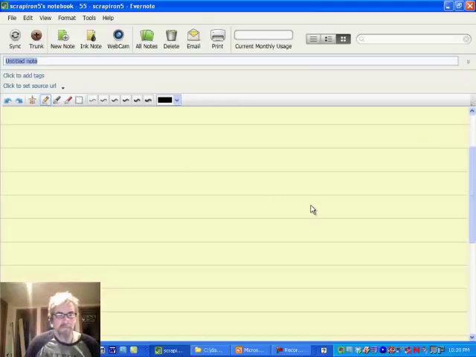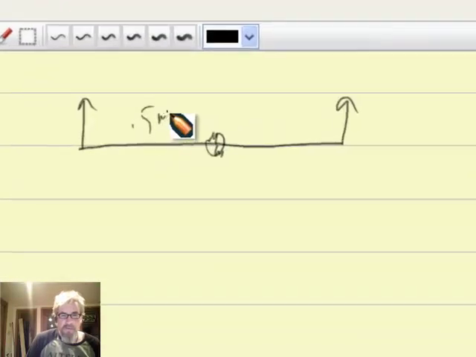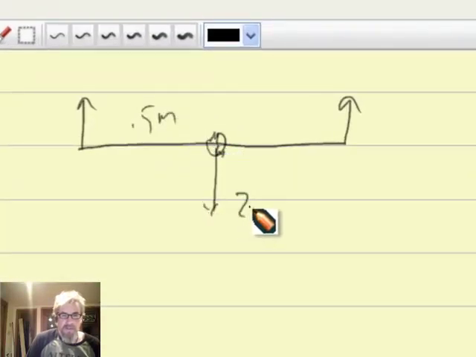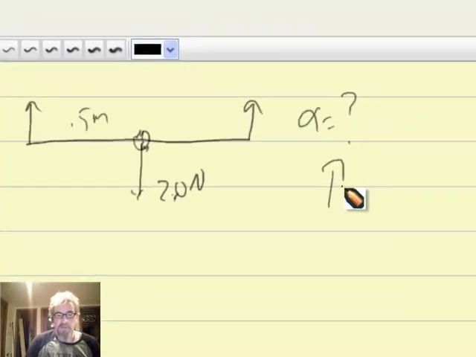Let's start out by modeling this meter stick with a free body diagram. So I'm going to try and draw a straight line there. There's my meter stick, suspended on both ends by a string. In the middle, the center of gravity, so half a meter from the end, would be our weight, which is a 2 Newton force acting downward. And we're supposed to find out what's alpha. That's the question here. Well, here's what we know.